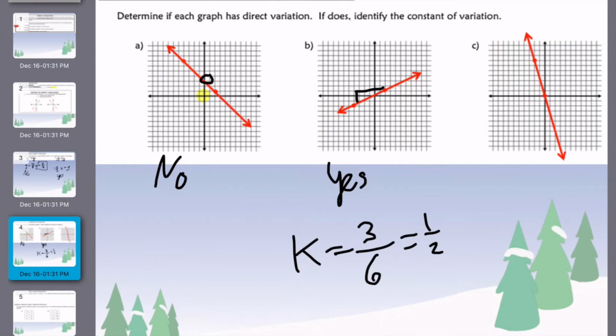And then for part C, I can also see that it goes through the point 0, 0. So that tells me, yes, this is a direct variation graph. And when it comes to finding the slope, I have to go right 2 and then down 7. So my k is going to be -7/2, a negative slope, and that's okay.